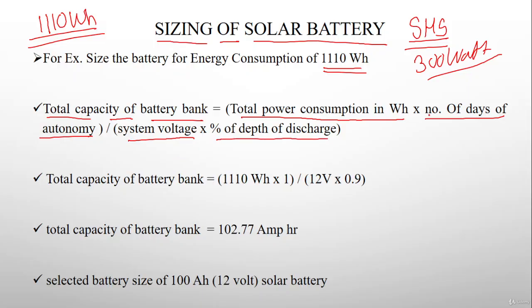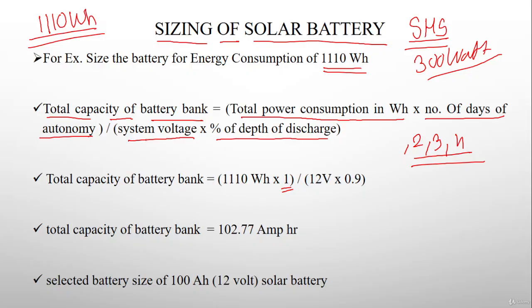In this case, the number of days of autonomy is how many days the consumer wants the safety storage of the power. In some rural or remote areas, where the grid is not available for most of the days, the consumer requires battery autonomy for 2 days up to 3 days, or even 4 days. So we can decide the number of days of autonomy according to the situation and the consumer demand. In this case study, we select only 1 day of autonomy for the battery bank storage.